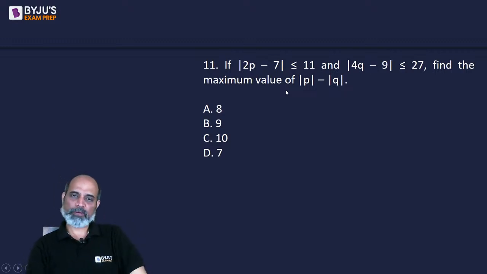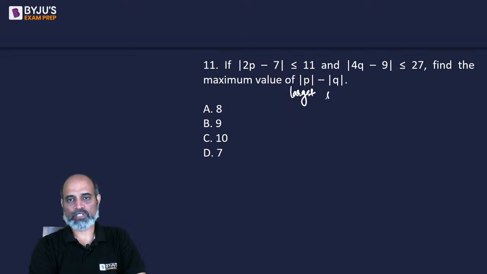If mod of 2p minus 7 is less than or equal to 11, and this is true, then find the maximum value of mod p minus mod q. Well, the maximum value of mod p minus mod q is when mod p is the largest possible and mod q is the smallest possible value, right?